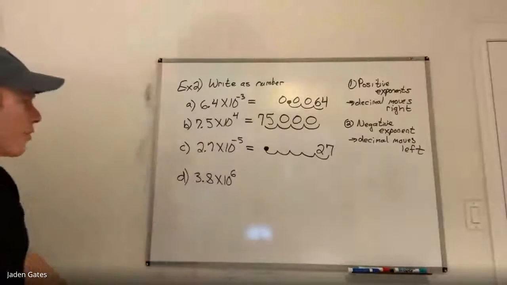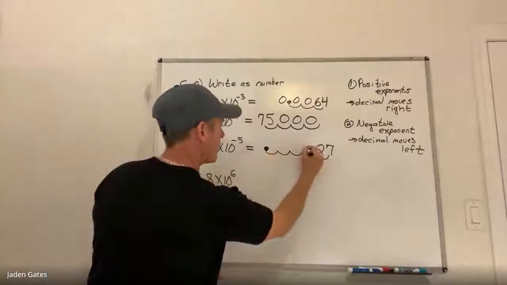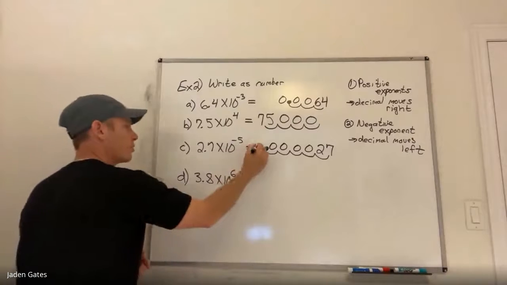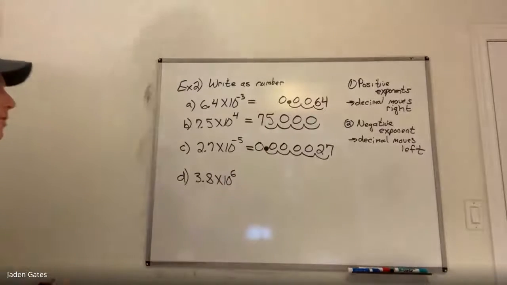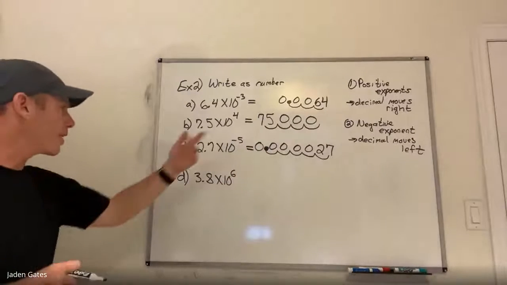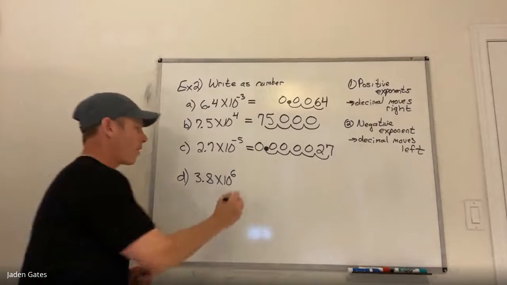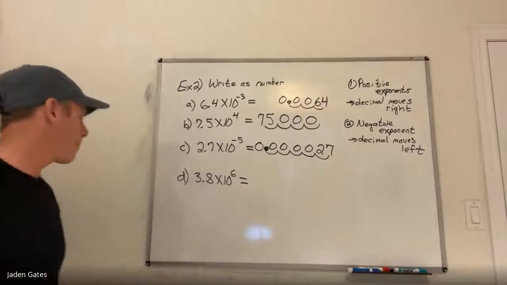There we go. And so I've got my spots here. Put a 0 there, a 0 there, a 0 there, a 0 there. And of course, we always just put a 0 in front of the decimal. And so we get 0.000027.